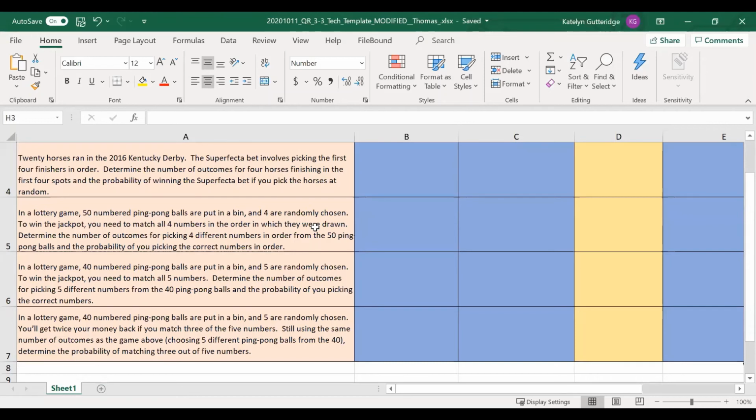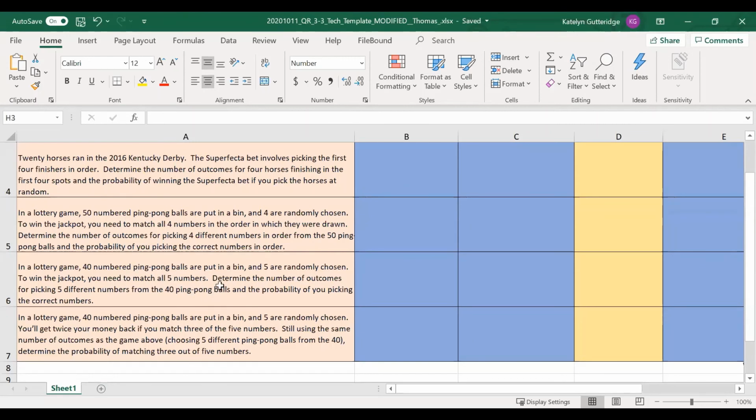You have 50 numbered ping pong balls. You're choosing 4 randomly. The order of the 4 matters. Order matters, so that means permutation. So that is going to be very similar to those Kentucky Derby problems. The next 2 lottery ones, we are picking out of this lottery where the order does not matter. So you can see here, we are choosing 5 balls at random. We need to match all 5 numbers. It does not say in order.